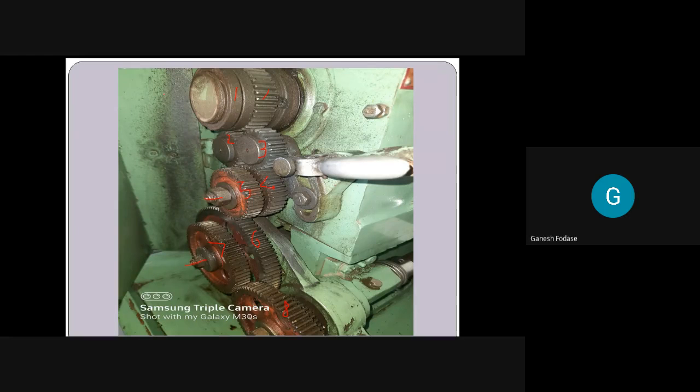So how can we determine central distance? We can take a scale and measure the distance between, let's say, this shaft and this shaft, so 1 and 2. Then we can find the distance between 2 and 3 by using the scale, let's say this distance. Then we can again determine the distance between 3 and 4, nothing but 5. That is, 4 and 5 are on the same shaft.